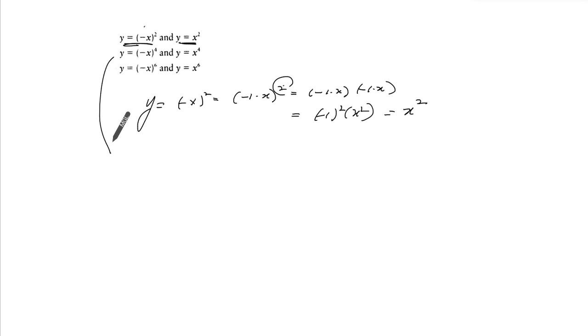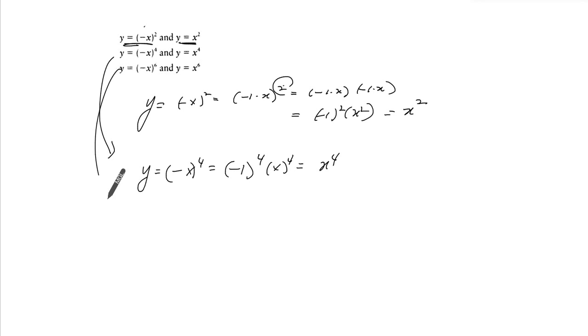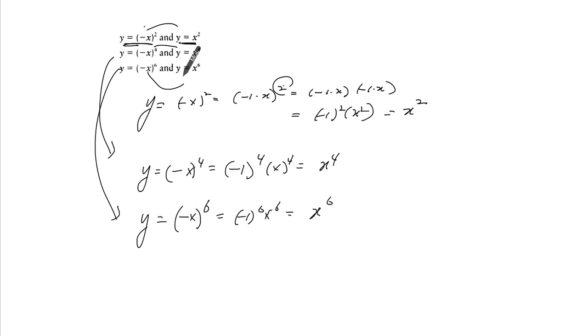And the same can be said about the next one. It's negative 1 to the power of 4 and x to the power of 4. But negative 1 to the power of 4 gives positive 1, so x to the power of 4. Similarly, negative x to the power of 6 is negative 1 to the power of 6 and x to the power of 6, so you get x to the power of 6. So they're all equal to each other, so of course we'll get the exact same graph.